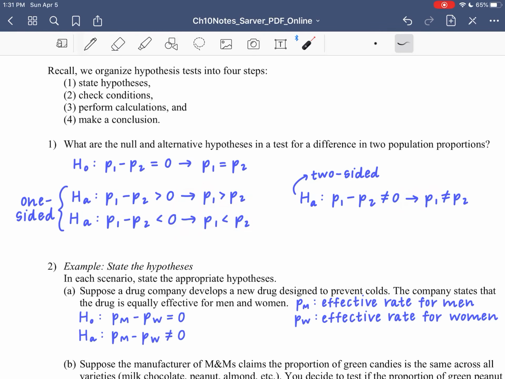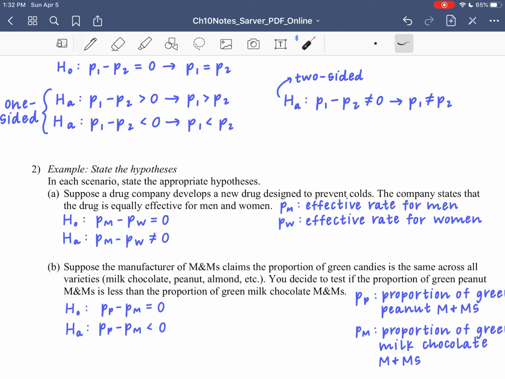So our alternative hypothesis depends on the context of the question, but just like before, we can have a one-sided test where we're looking to see is the difference bigger than 0 or less than 0. We could also have a two-sided test where we're looking to see is there a difference at all. So that would be a not equal to 0. 2 and 3 are just some examples with context, getting you to state the hypotheses based on the information in the question. So I would encourage you to look through those.